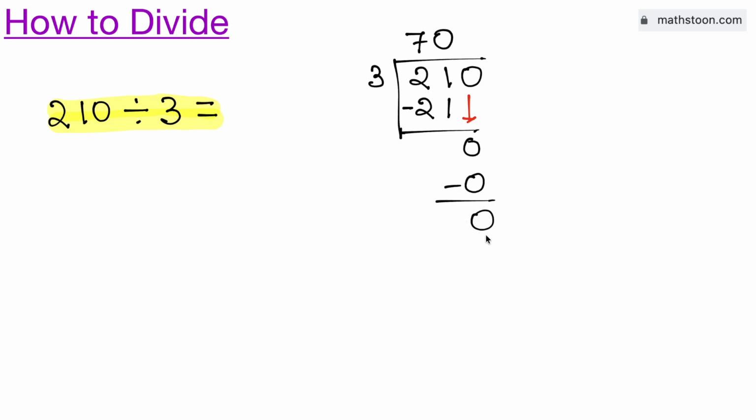As we have got the number 0 and there is no number to bring down here, so we will stop. Therefore 210 divided by 3 is equal to 70. And this is our final answer.